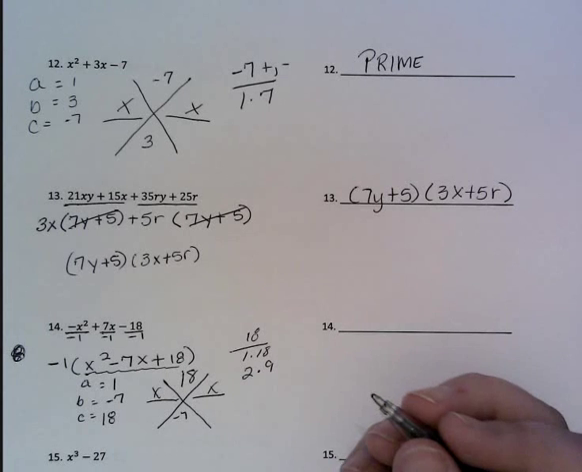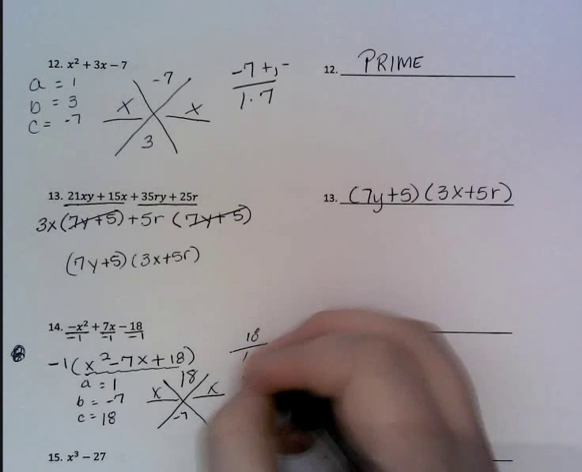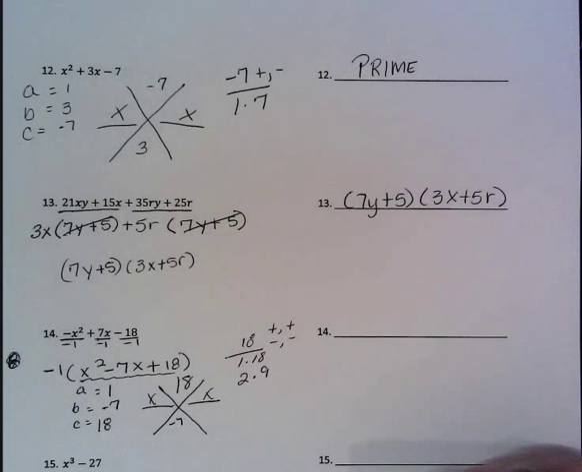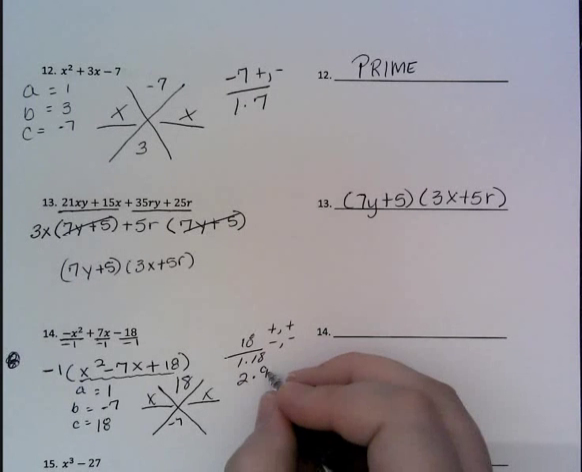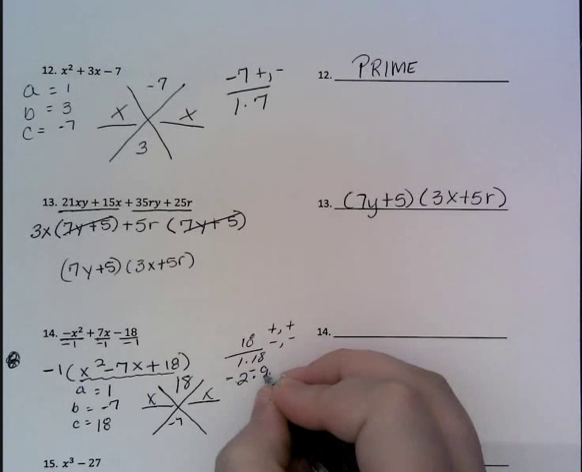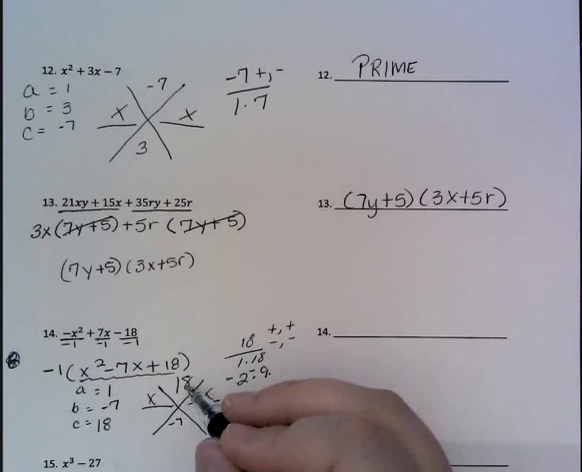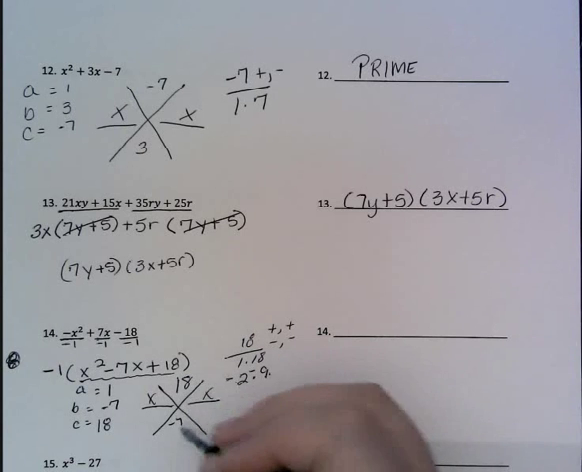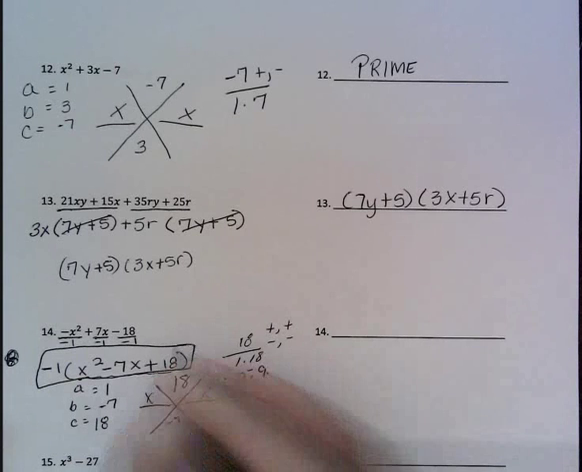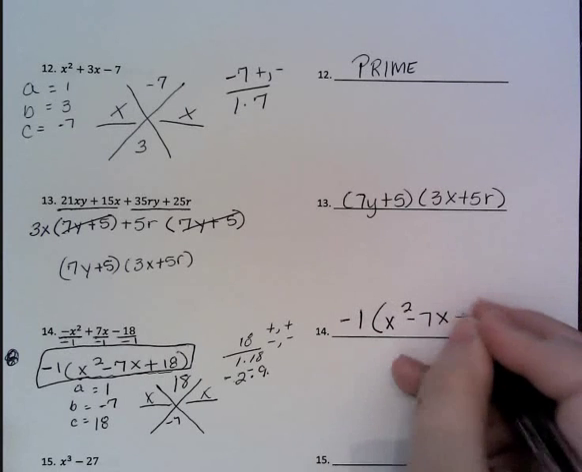Well, you may choose 2 and 9, but in order for this to give us a +18, they either both have to be positive or they both have to be negative. Well, if they're both positive, 2 plus 9 is 11. If they're both negative, -2 plus -9 is -11. So there's no way that we can have two numbers that multiply to give us 18 and add to give us -7. So that means this right here would be our answer. And the reason is because there was a greatest common factor. That's why it's not prime.